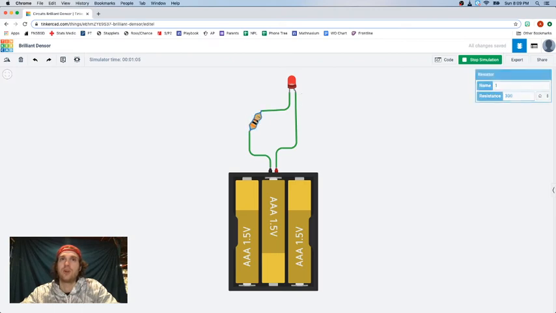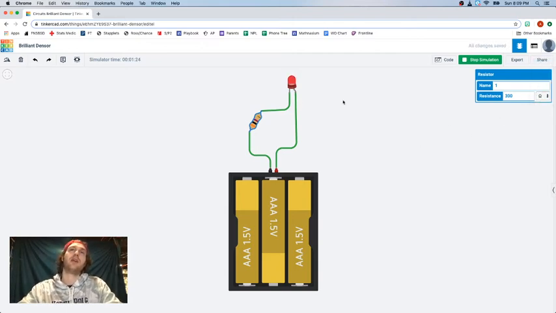Now, what if I add too much resistance? What if I change this to 300 kilo ohms? The light is barely on, right? That's 300,000 ohms. The LED is barely on. How about 300 mega ohms? Doesn't even look like the light is on at all. Okay, so you got to make sure you have the correct unit selected over here.